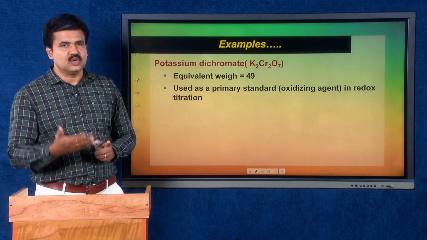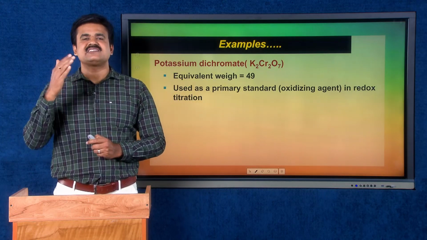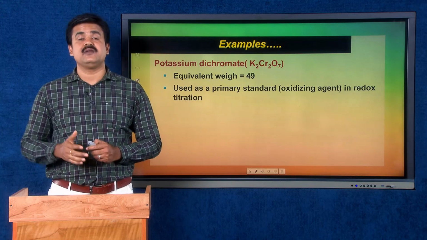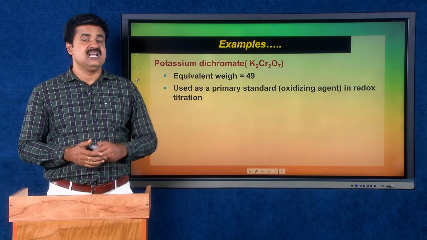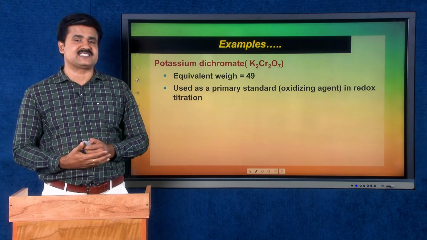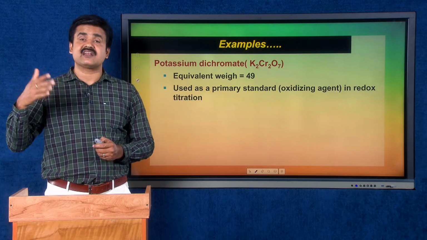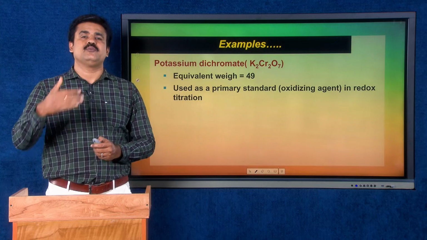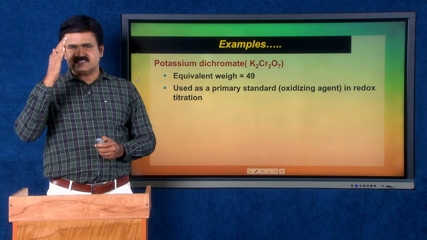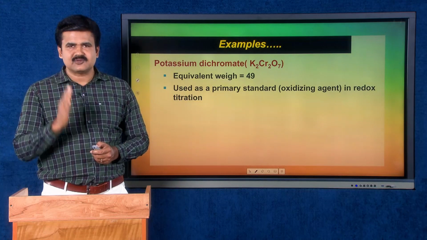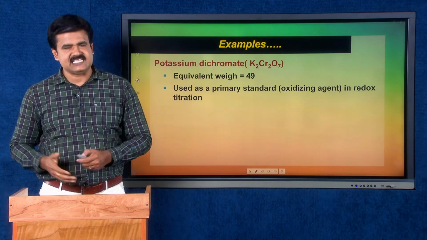used as a primary standard, potassium dichromate is an oxidizing agent. So, this potassium dichromate is used as a primary standard, that is an oxidizing agent, which is useful in redox titrations. Redox titrations means a titration reaction between an oxidizing agent and a reducing agent. So, potassium dichromate can react with reducing agents like ferrous sulfate, Mohr's salt, etc. So, potassium dichromate is a primary standard which is used to prepare a standard solution that is an oxidizing agent.